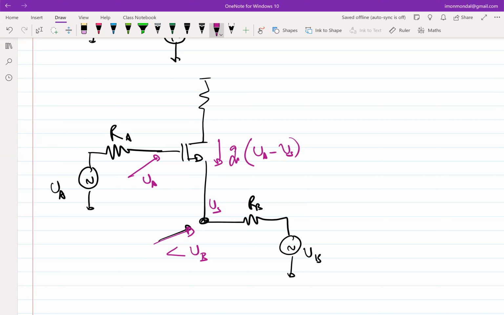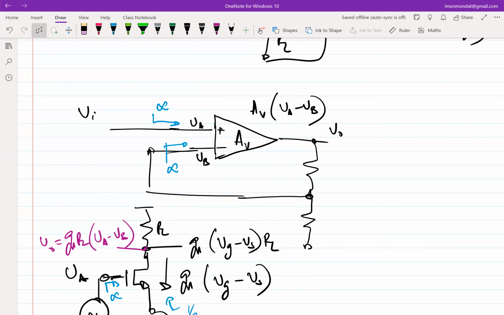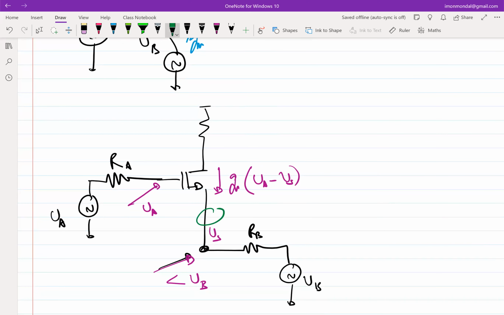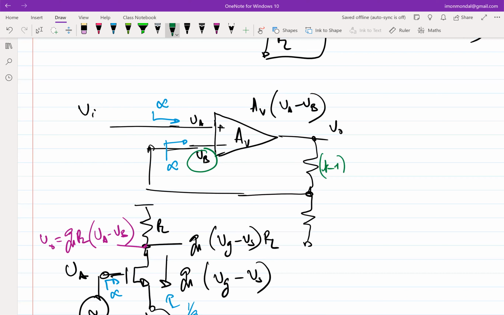You can have a previous stage which gives you a very high output resistance, right? For example, in this case, this terminal VB is equivalent to the source terminal, right? So what is the output resistance? The output resistance will be this, K minus 1 R, this R. So the impedance looking at this side will be the output resistance of the previous case, whatever is driving that node.